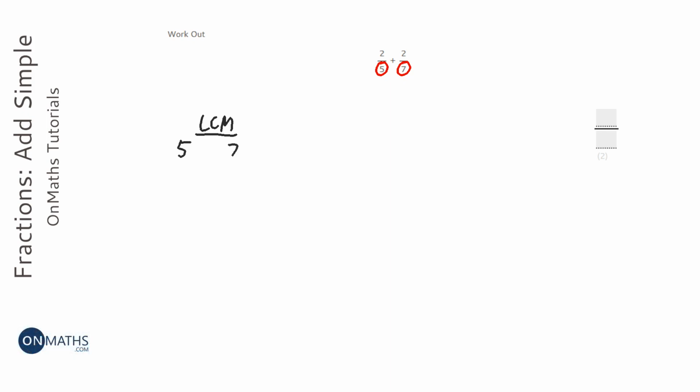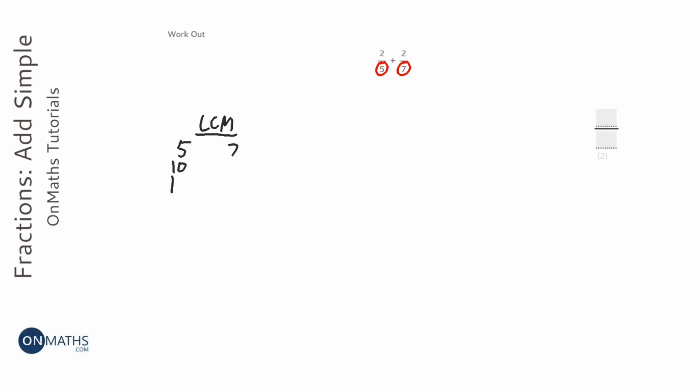When adding fractions, it's not as easy as the other operations. With fractions, you need to make the bottoms the same. So the first thing you need to do is find the lowest common multiple of the two numbers at the bottom. So the lowest common multiple of 5 and 7.